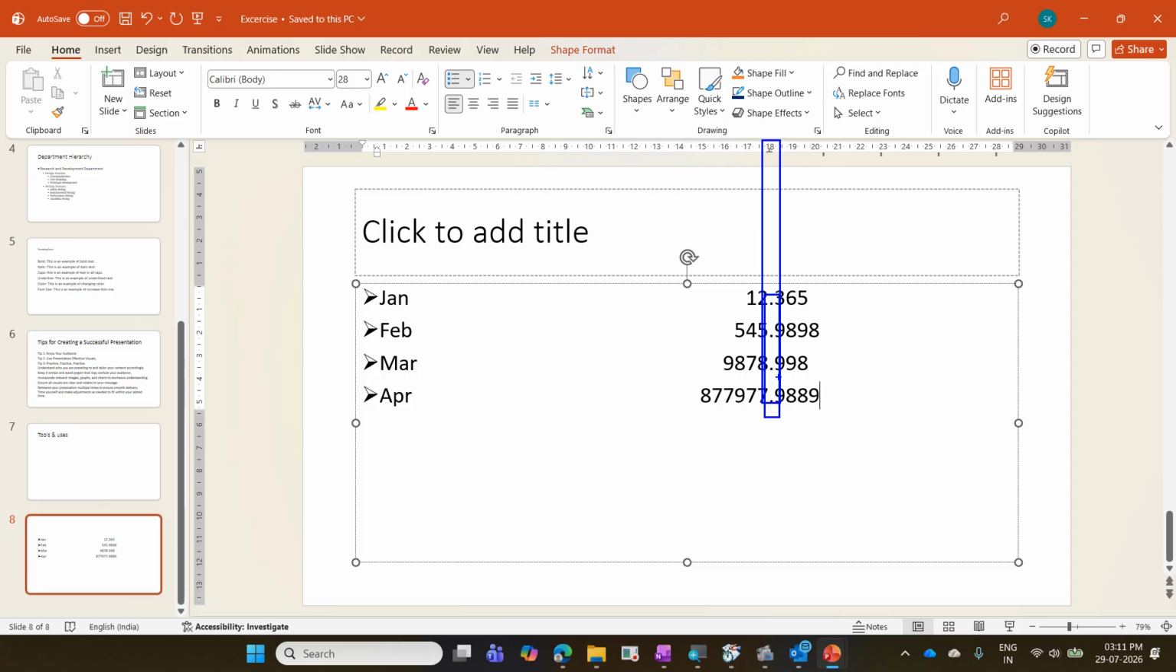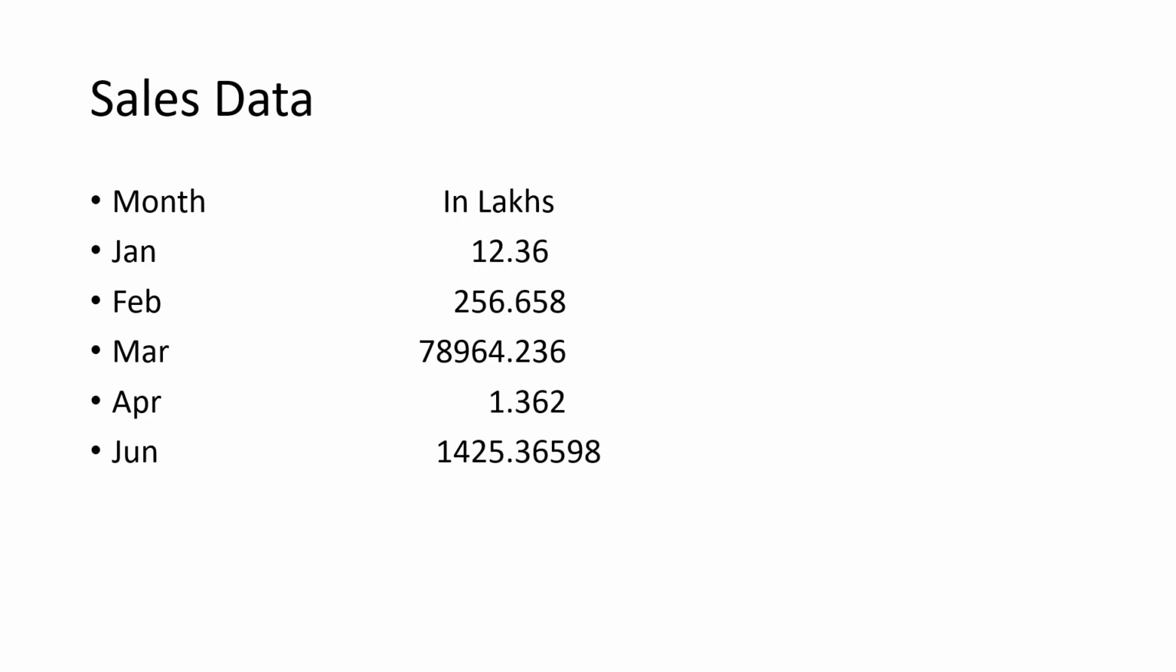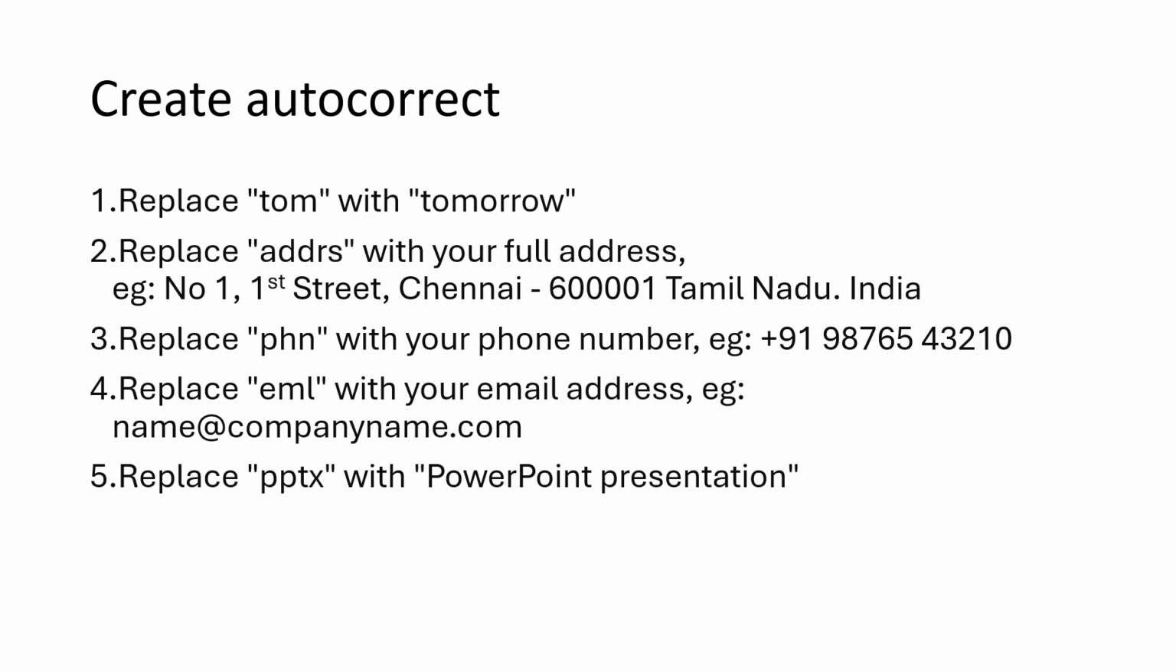Last part of this exercise: create autocorrect. If I type TOM, it should show tomorrow. If I type ADDRS, it should show the full address, suppose your company address number 1. What is your company address? PHN, it should show me the phone number.